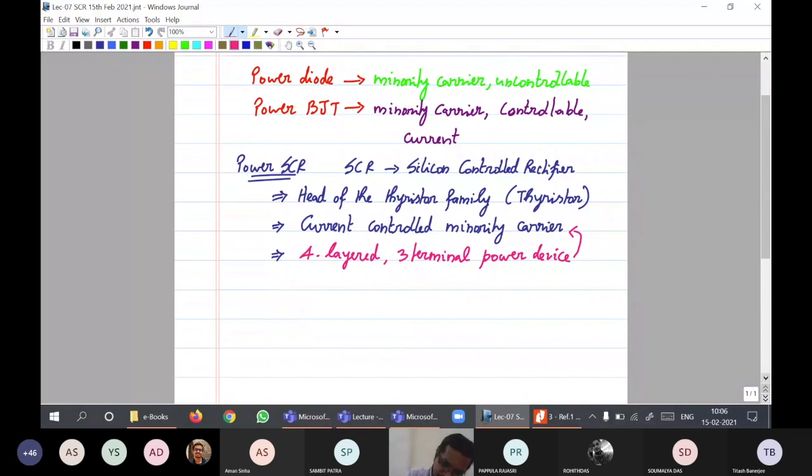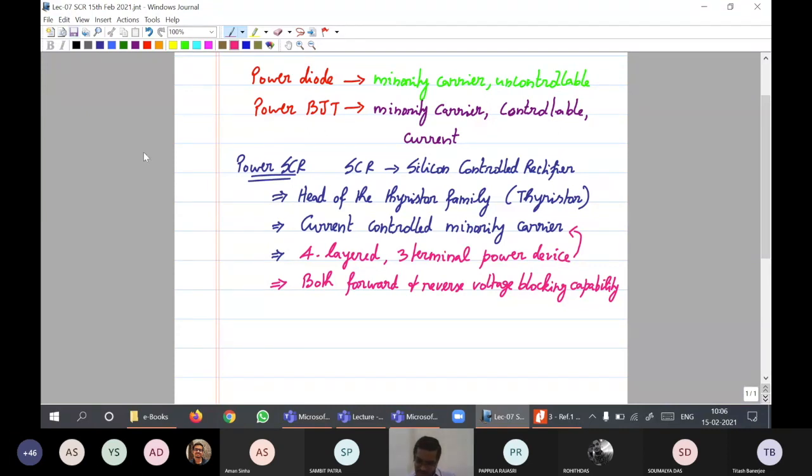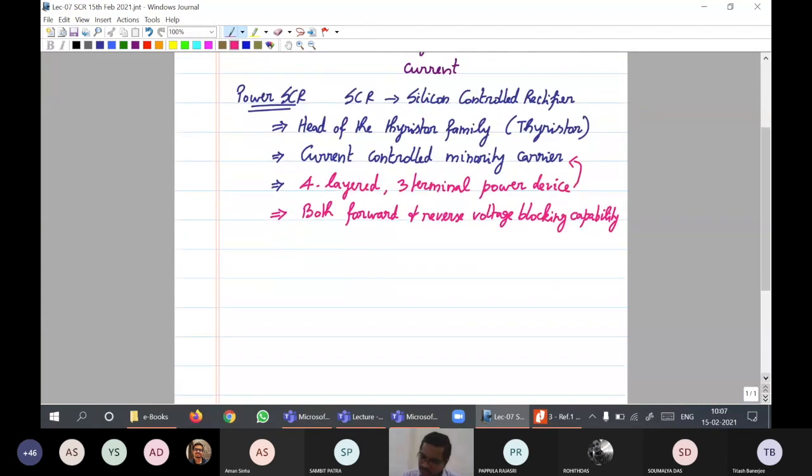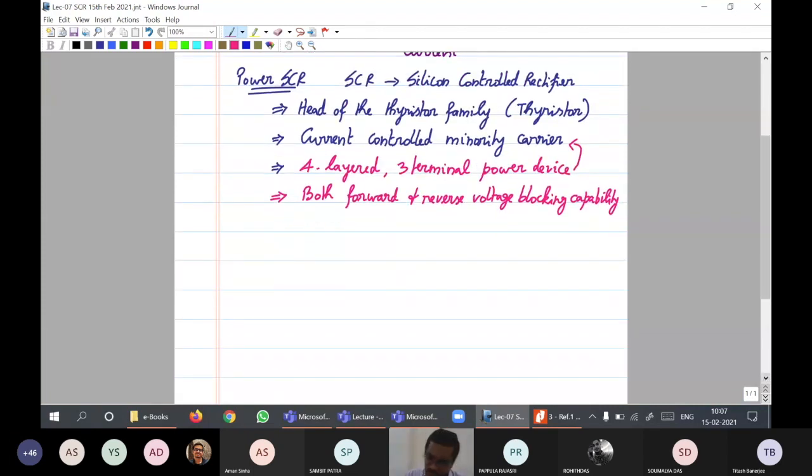There is one more point that I need to write. I will write that as well. It has got both forward and reverse voltage blocking capability. So these are some main features of the thyristor. Okay. Now, I will start with the structure and other details.